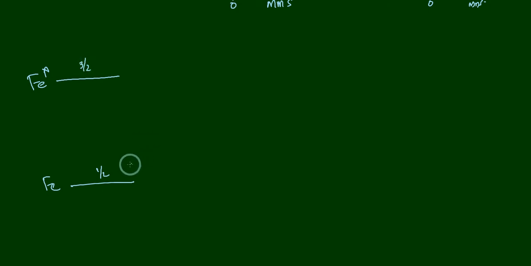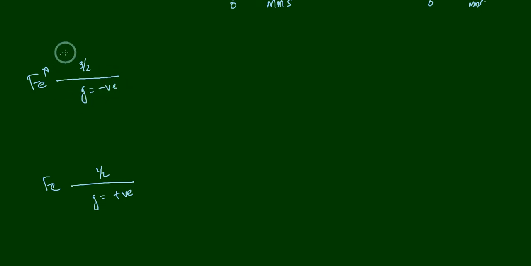Therefore, the ground state ion will have two orientations, corresponding to Iz equal to plus half and Iz equal to minus half. Here we have to consider that in the ground state, the G value will be positive, but in the excited state, G is negative. So G is positive in this case, and in this case, G is negative. Okay, what is this G?